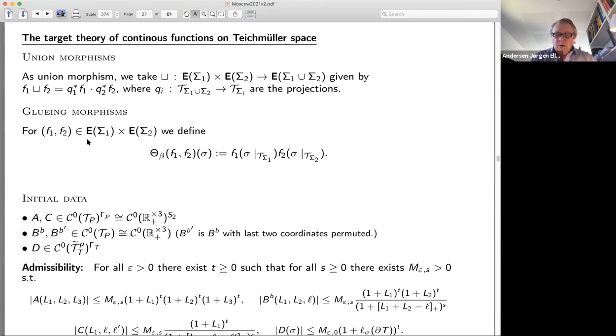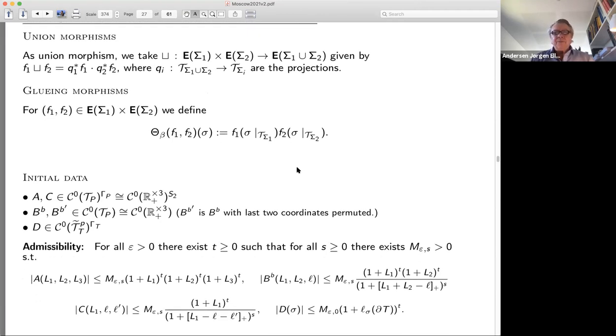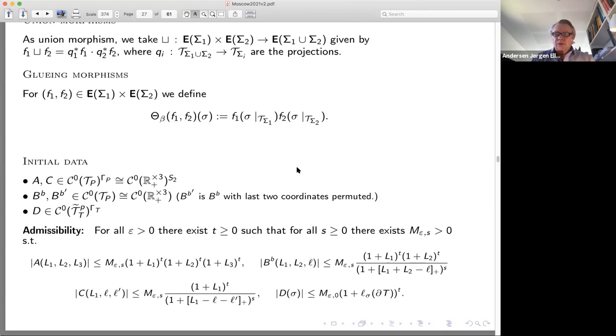And if I want a gluing morphism, I simply take two functions, one on each of the Teichmüller spaces. Then I take a point in Teichmüller space of the glued surface, restrict to the two parts that are being glued together, and evaluate the product of the two functions. So these two maps are very, very simple. They satisfy what they need to do in terms of continuity of semi-norms and so on.